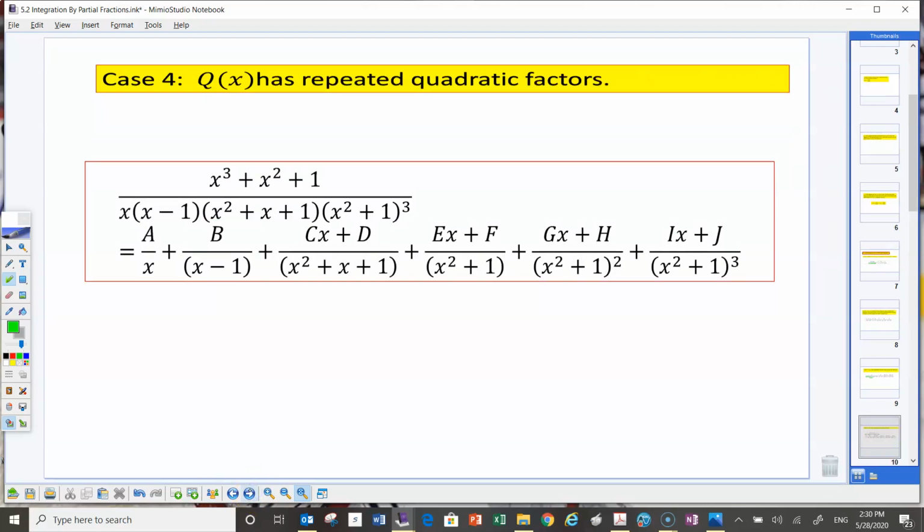If Q(x), the denominator, has repeated quadratic factors, we notice we have repeated factors right here. So first of all, again, we're going to have A over x, B over x minus 1. This is a quadratic factor, so my numerator is linear: (Cx + D) over (x² + x − 1). And then (Ex + F) over (x² + 1), (Gx + H) over (x² + 1) squared, and (Ix + J) over (x² + 1) cubed.